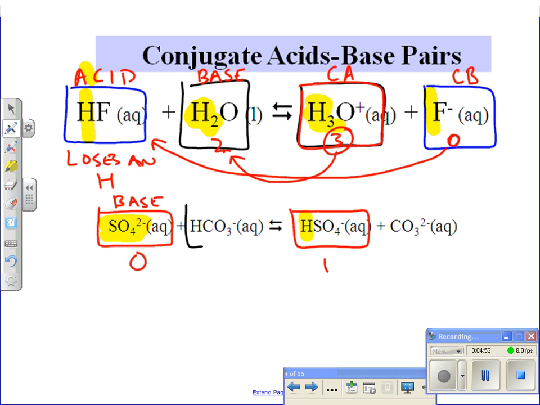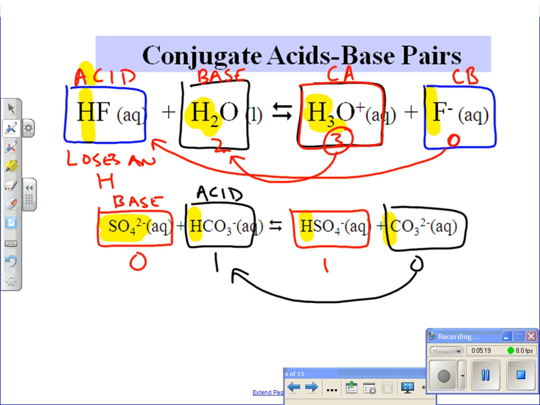When I look at the other species, HCO3 to CO3 2-, what's going to happen here? Well, if I look, to start with, I have 1 H. On the other side, I have 0. So what does that mean? I go from 1 to 0. According to Bronsted-Lowry, that's going to make that an acid. That'll be classified as an acid. If I reverse it or flip it over, this goes from 0 to 1. That makes that a conjugate base. That's a conjugate acid.